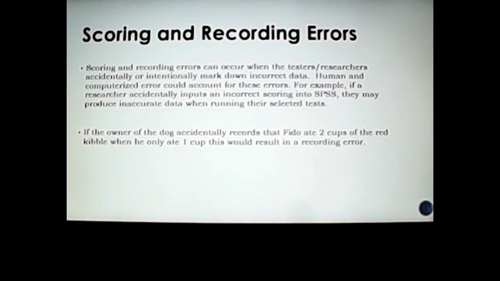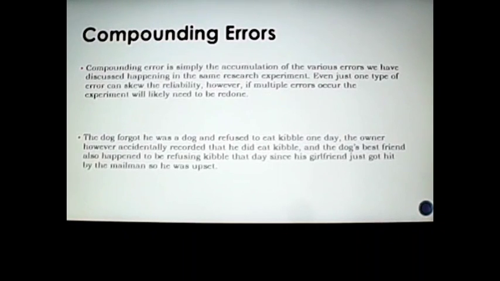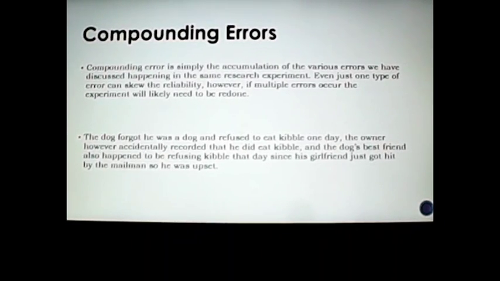Another type of error is compounding errors. Compounding errors is simply the accumulation of various errors we have discussed happening in the same research experiment. At this point, you can have multiple types of errors that skew the reliability. So if multiple errors are occurring, you might actually need to just redo your experiment.